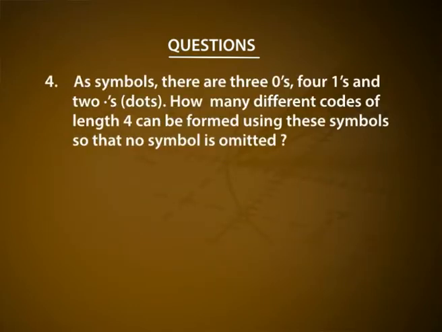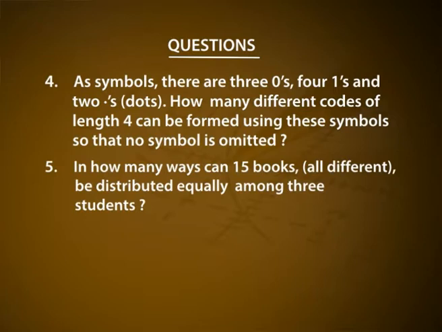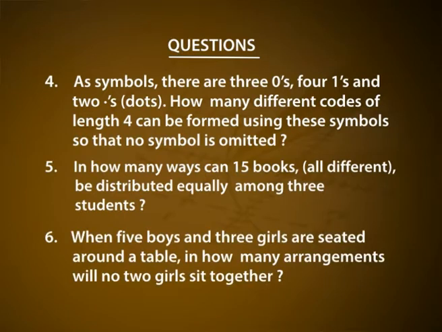Next, as symbols, there are 3 zeros, 4 ones and 2 dots. How many different codes of length 4 can be formed using these symbols so that no symbol is omitted? Next, in how many ways can 15 books, all different, be distributed equally among 3 students? Next, when 5 boys and 3 girls are seated around a table, in how many arrangements will no 2 girls sit together?